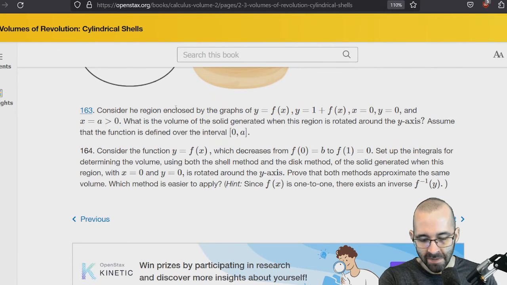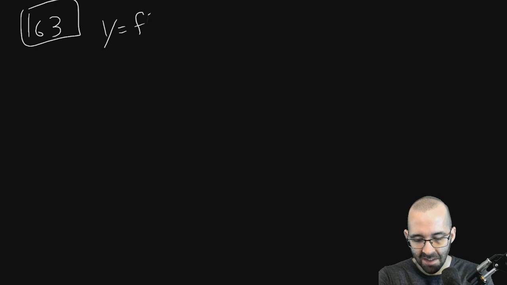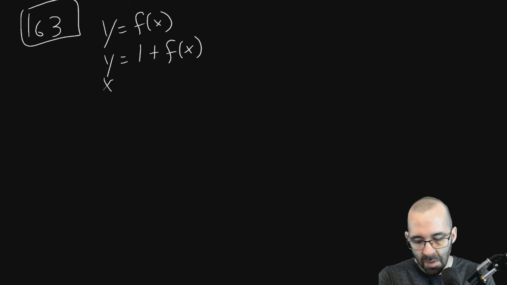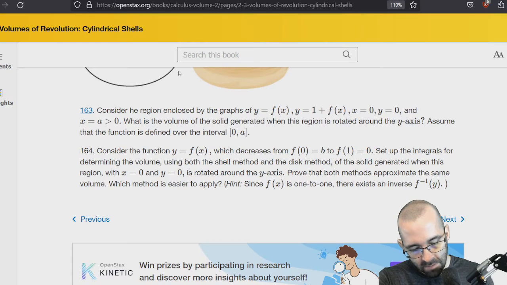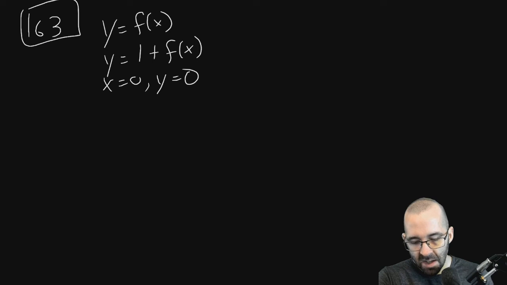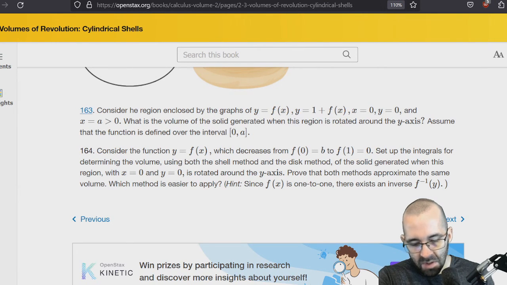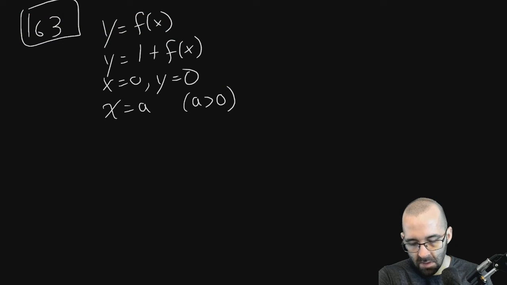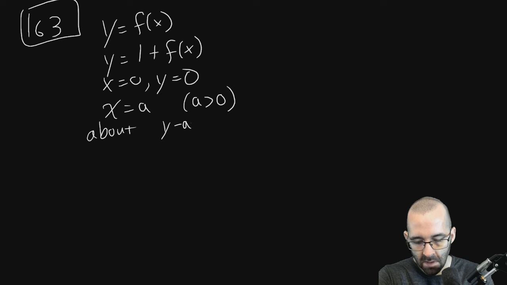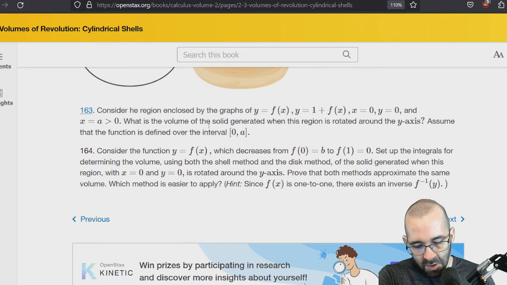Consider the region enclosed by the graphs of some function f of x, some function 1 plus f of x, x equals 0 and y equals 0, and x equals a, where a is bigger than 0. What is the volume of the solid generated when this region is rotated about the y-axis? Assume that the function is defined. We're going to assume it's positive too.